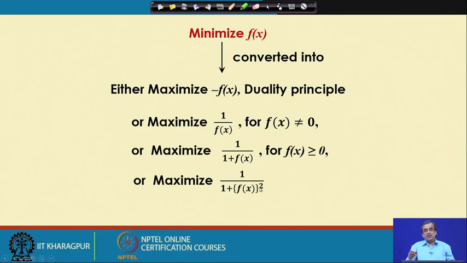So, this is the way we can convert the minimization problem to the maximization, and we can solve it using a genetic algorithm. But nowadays we use a reproduction operator that is called the tournament selection. By using the tournament selection, we can directly solve the minimization problem without converting it into the maximization problem. That particular thing I will be discussing in detail while discussing the principle of tournament selection.